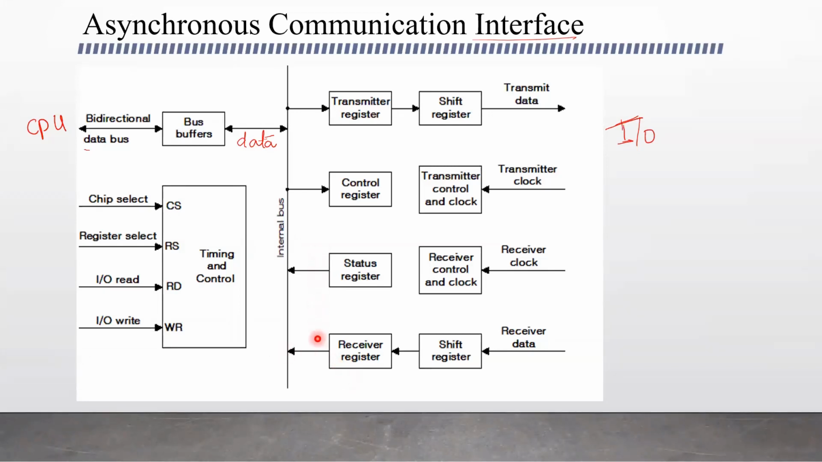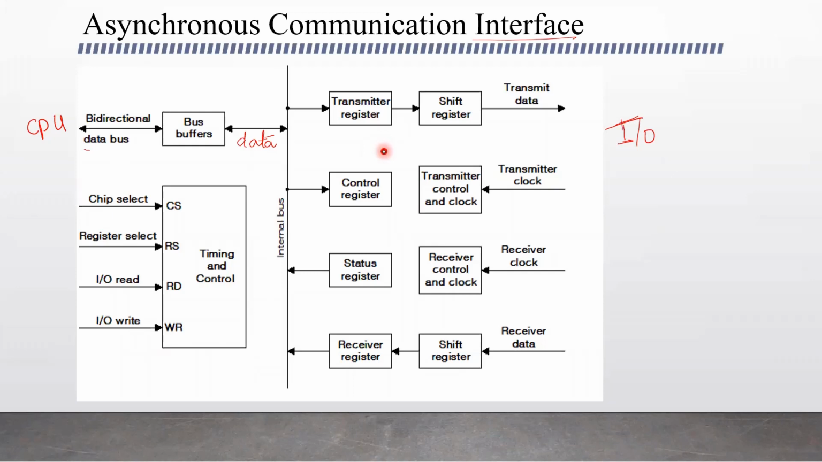So these two are read registers, and these two, transmitter and control registers, are write registers. These are selected when the register select is in write mode, and the control write is enabled here. And when the register selected is the status register, the control read is enabled. This way the selection of the registers is controlled. These are the control lines that control the selection of registers and the mode, whether it is to read or to write data.